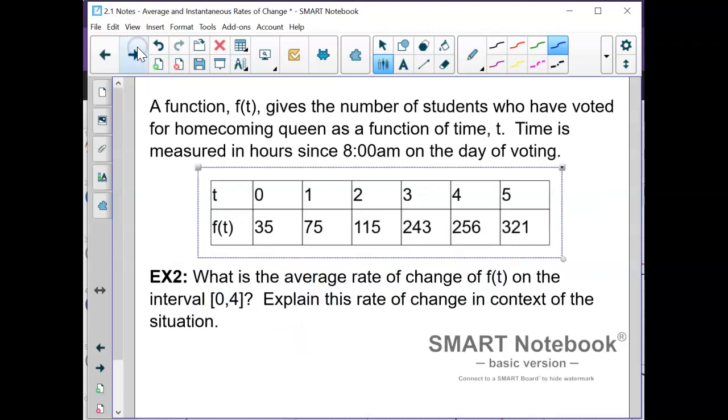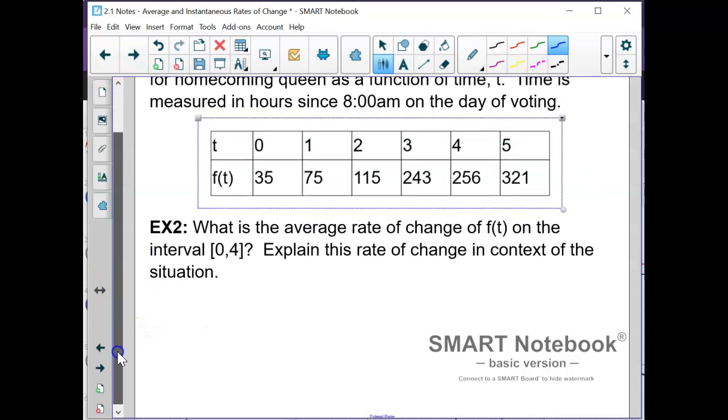So let's look at another problem. Okay, this time we have a table. So we could, if we want, graph these points as well. This function gives the number of students who have voted for homecoming queen as a function of time, t. Time is measured in hours since 8 a.m. on the day of voting. What is the average rate of change of f of t on the interval from 0 to 4? Explain this rate of change in context of the situation.